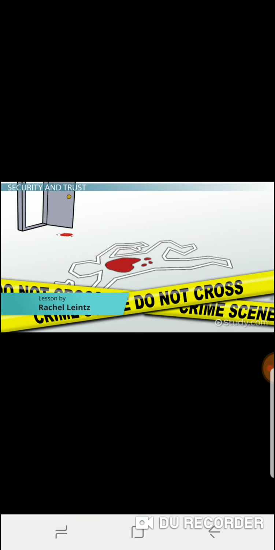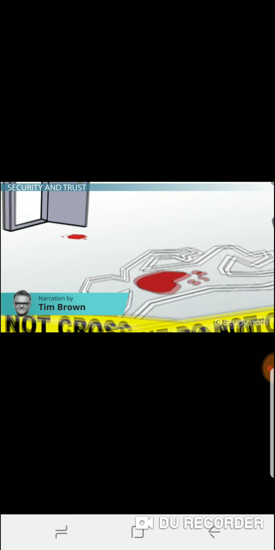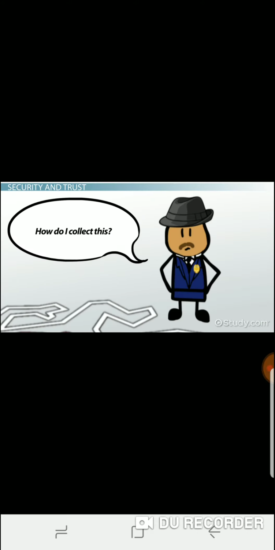Imagine you are a crime scene specialist investigating a homicide. During the investigation, you find a drop of blood on the floor near the doorway, leading away from the victim's body. This could definitely be important evidence, so it needs to be collected. How do you go about doing this?